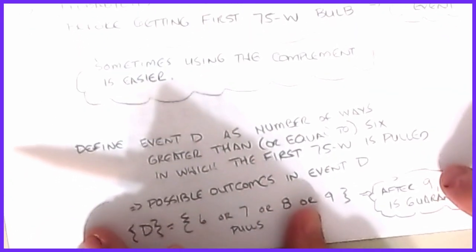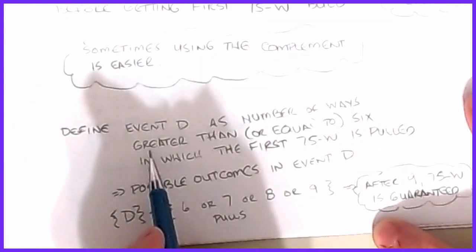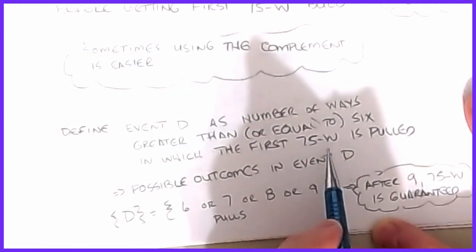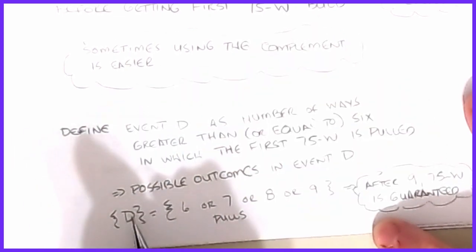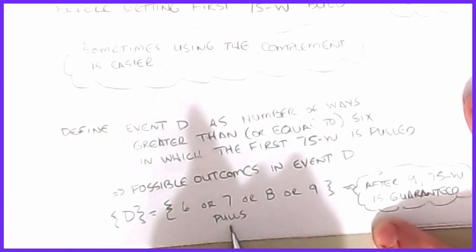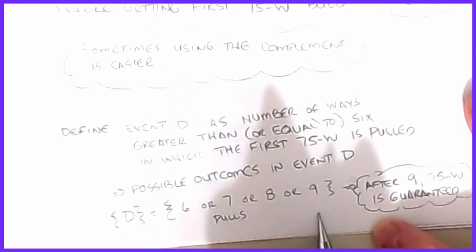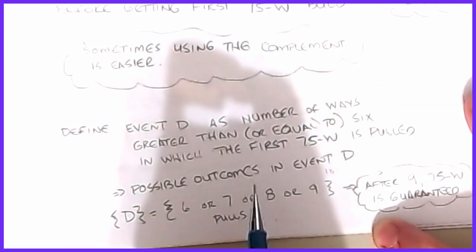So what we have here is we're going to define our event D as the number of ways greater than or equal to 6 in which the first 75 watt bulb is pulled. So my possible outcomes are that event D is that it takes 6 pulls to find the first 75 watt bulb, 7 pulls, 8, 9, and then at 10, something interesting happens.